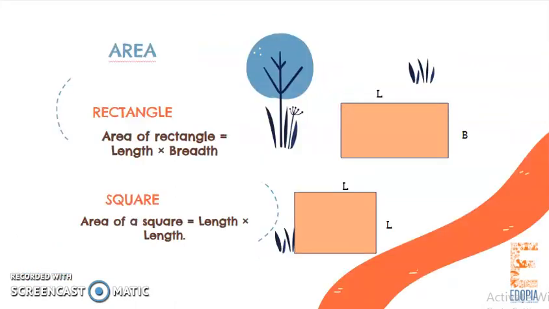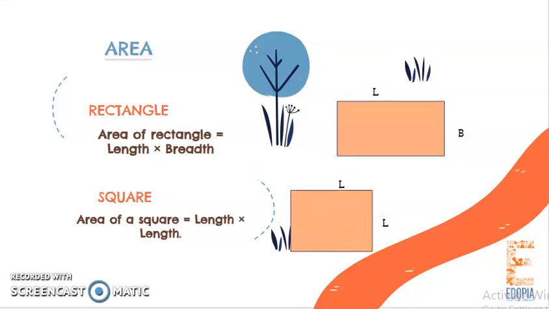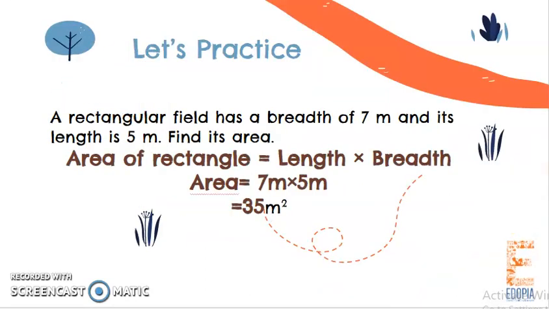Now let's learn how to find the area of a rectangle and square. A rectangle has 4 sides, 2 lengths and 2 breadths. To find the area of a rectangle, we multiply one side by another. This means length into breadth, whereas a square has 4 equal sides. To find the area of a square, we multiply one length by another. Let's learn through an example.